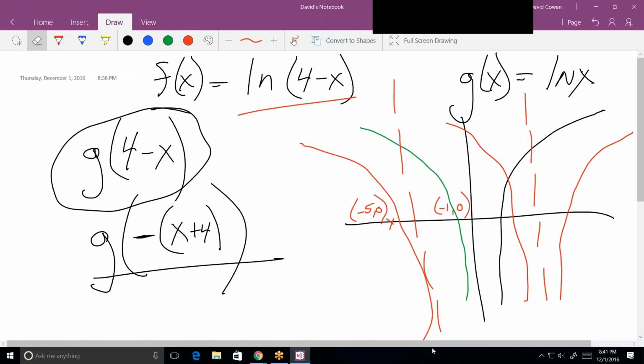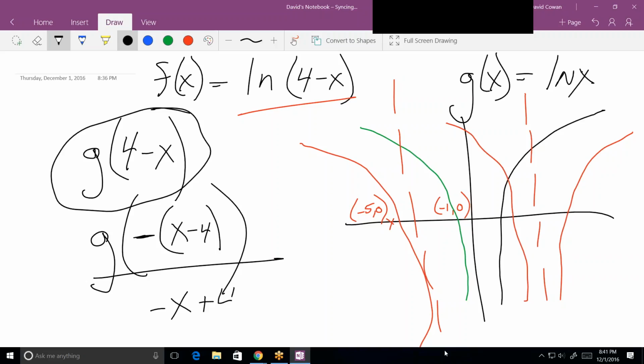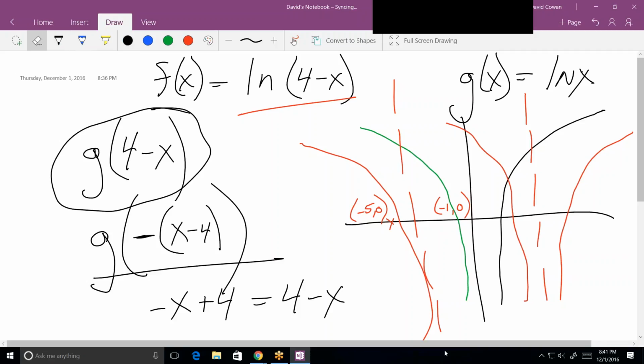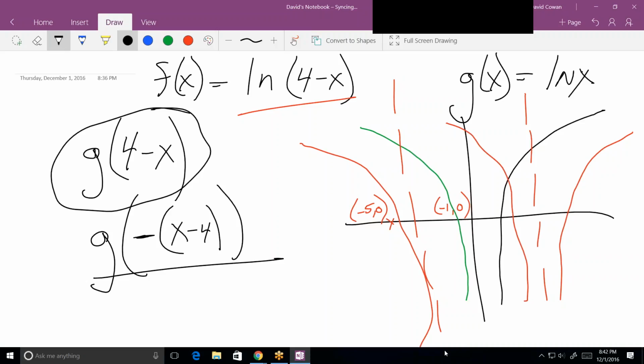This is not the same as this. That's the same as that. See why? Distribute that, what do you get? Minus x plus 4, which is the same as 4 minus x. And that's what you have to make sure you do, is never change it. As much as I preach it, I still make that mistake myself sometimes.